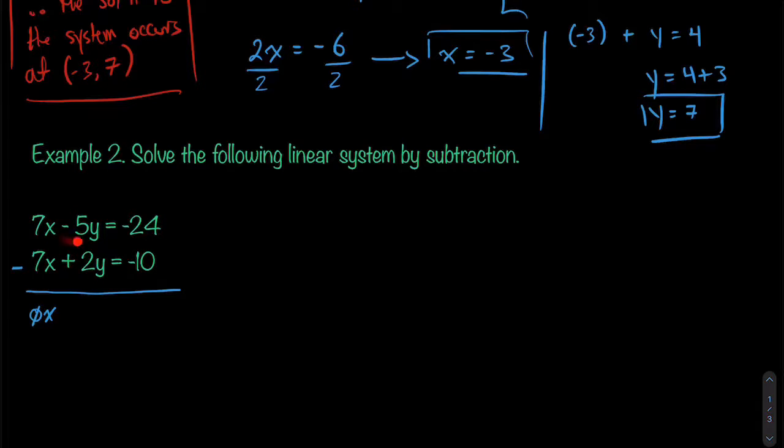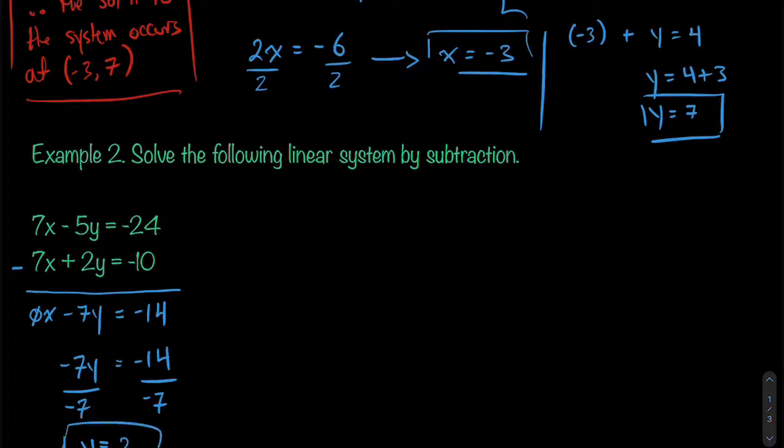What's negative 5y minus positive 2y? That's the same thing as negative 5y minus 2y. Well, that's just minus 7y. And then equals what's negative 24 minus negative 10. That turns it into a positive, right? So negative 24 plus 10 is negative 14. So we're left with negative 7y equals negative 14. Well, we can solve for this now, right? Divide by negative 7, and we get y is equal to positive 2.